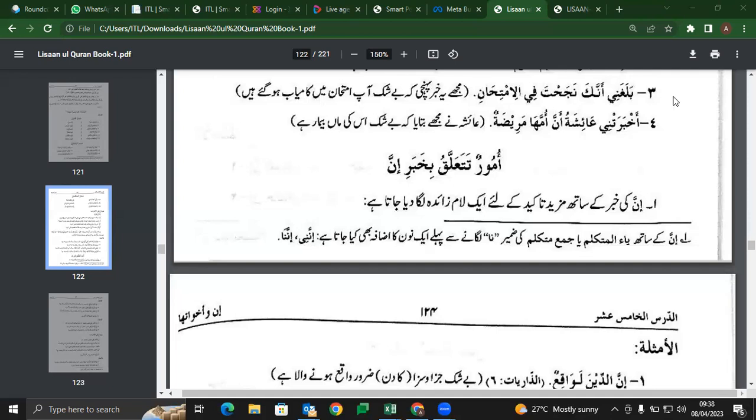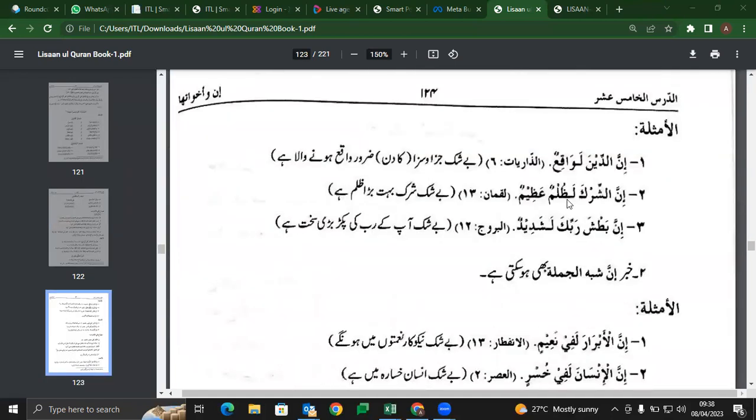So in its khabar, the first thing is that you can add a lam, that is lamu tawkid, right? For example, if you see in these words here, we added this lam in the khabar of inna. This is lamu tawkid. It is lam maftuh, a lam with a fatha on it. Why are we adding the lam? To show tawkid, emphasis.